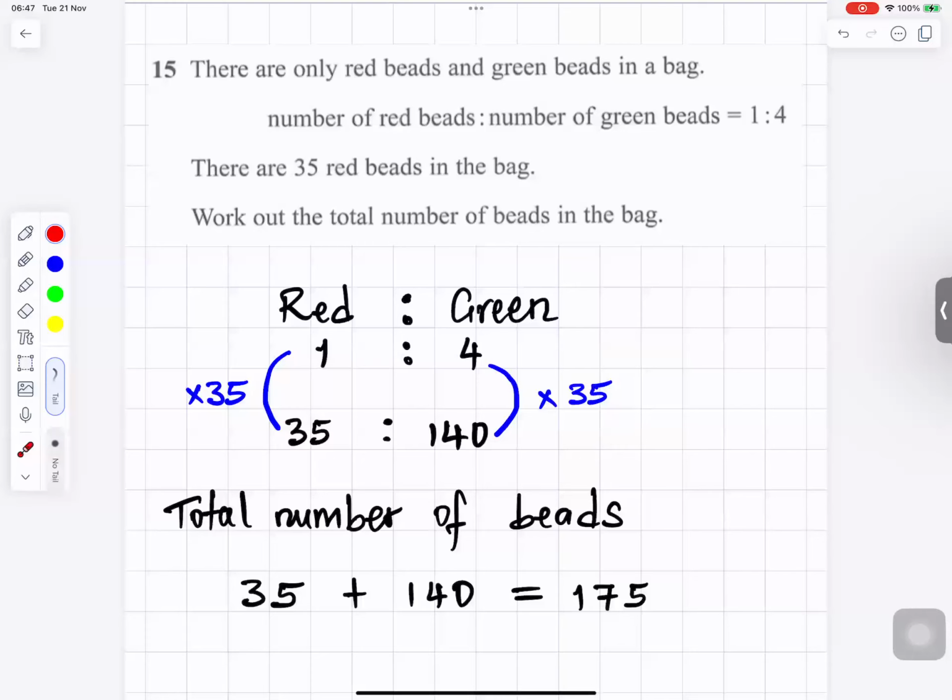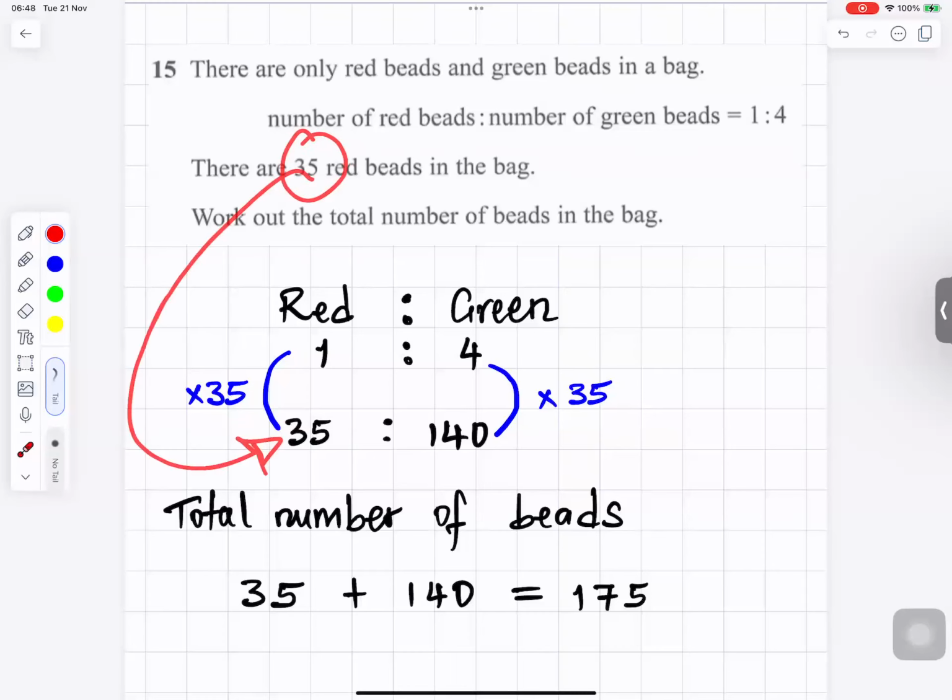Number 15. There are only red bits and green bits in the bag. The ratio of red bits to green bits is 1:4. There are 35 red bits in the bag. Work out the total number of bits in the bag. So we put red on the left and green on the right. It's good to always separate them left and right side. In maths, we say red is to green, 1:4.